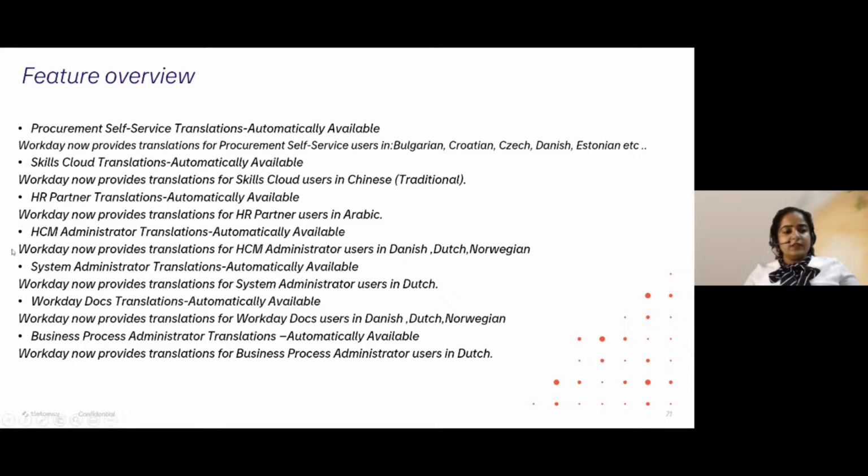So this language feature is available for procurement self-service translations. All these features are automatically available. You don't have to do any setup for this. So the procurement self-service translation will be available for users in these languages, basically Croatian, Czech, Danish, Estonian, and 9 other languages. Then skill cloud translations. This is available for Skill Cloud users in Chinese traditional only. HR partner translation, this is also automatically available, and it provides translation for HR partner users in Arabic.